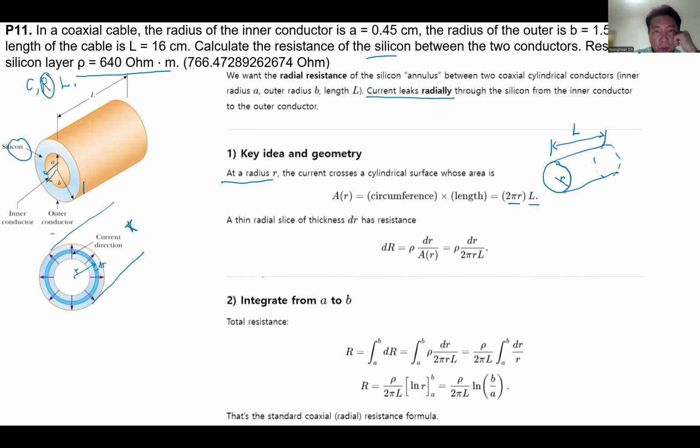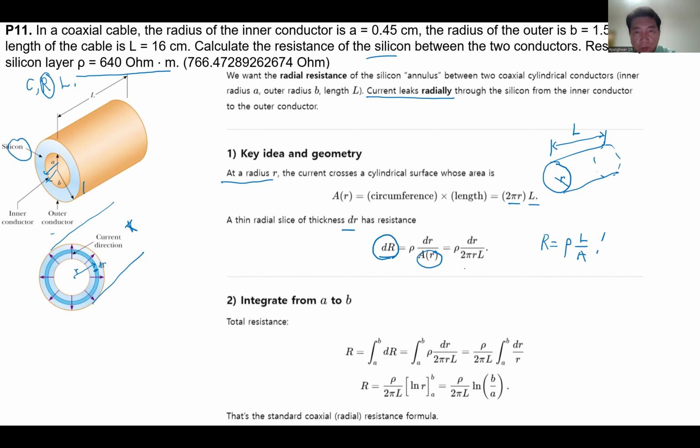A thin radial slice of thickness dr has a resistance dR given by rho dr over A(r). That is the important one. Note that R is given by rho times L over A, right? So here is A. The length in this case is the radial distance from here to here. Don't get it wrong here.